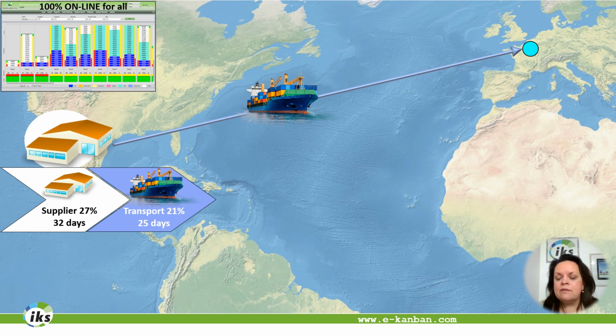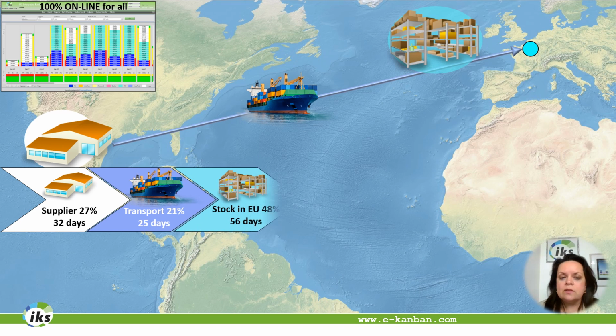When it has arrived in Europe, it is in the consignment or external warehouse. We have also records here. So the inventory represents 48% of the whole inventory between a supplier and the customer, and it is sitting on these shelves in the external warehouse consignment in Europe about 56 days.